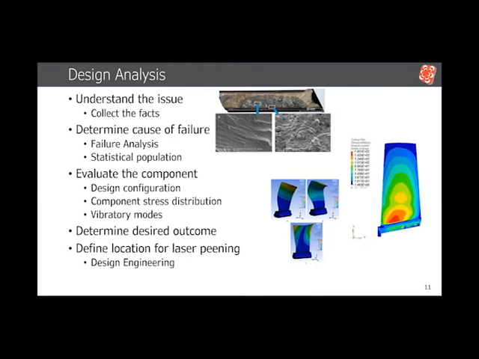Once you've determined what you're trying to accomplish by determining the final outcome, what kind of life benefit you are looking for, what you are trying to mitigate, then you start to really define the parameters by which you're going to laser peen that part to provide the benefit. And that's where what we call design engineering, or the modeling portion of it, really comes into play.